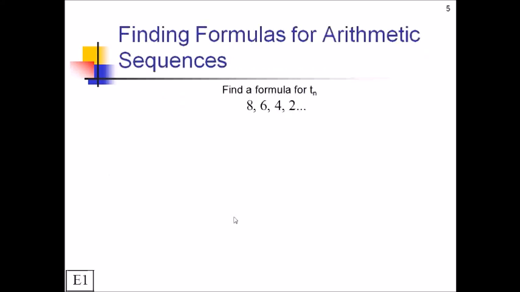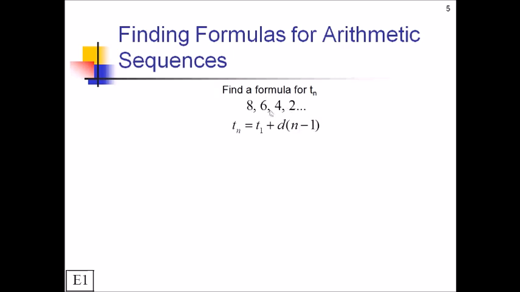So in our first example, we want to find a formula for t sub n, in other words, the nth term. And we're given the sequence 8, 6, 4, 2. Pause the video and see how far you can get on this one. So a good way to start this would be to write the general formula for the nth term. Now, since we have the first term, we can use t1 plus d times n minus 1.